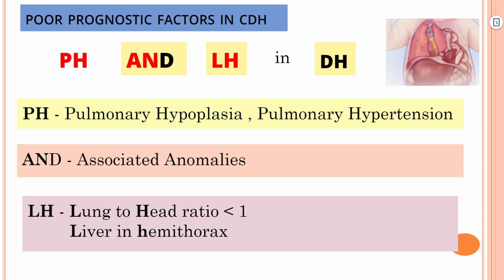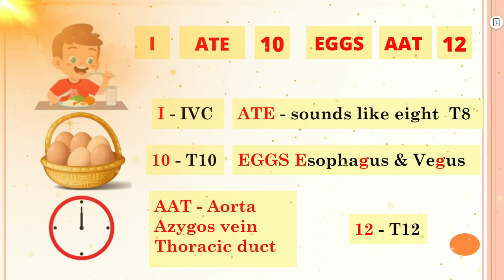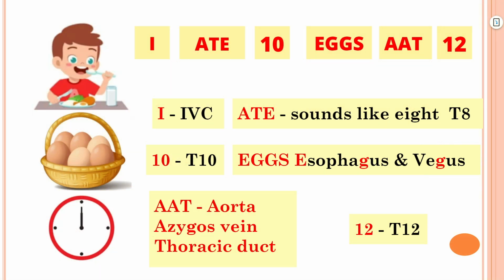In today's video, we are going to learn about two important mnemonics related to the diaphragm. One is related to congenital diaphragmatic hernia, that is PH and LH in DH, and another is I8 10 EGG at 12, that is a mnemonic to remember structures passing through the diaphragm.